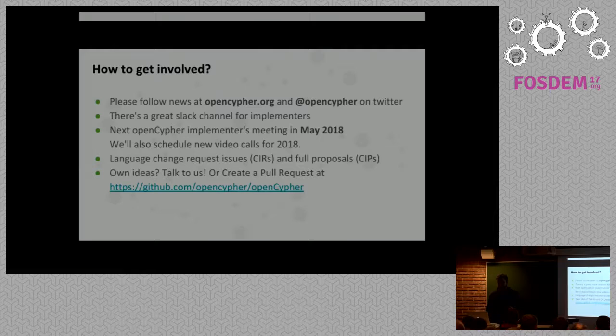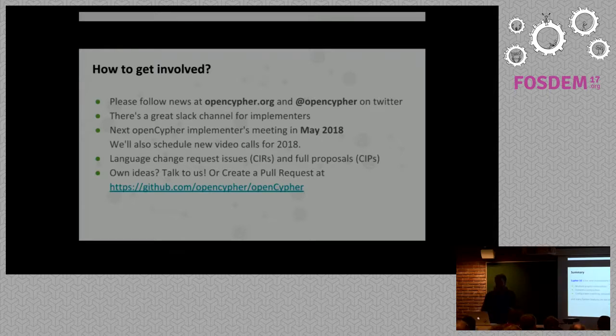There's going to be a face-to-face meeting in Europe, likely in May. We haven't fixed the date yet, and also not the location, but somewhere in Central Europe. And we'll also schedule new video calls, I think, for 2018. And another way to get involved is, of course, to go to GitHub, to look at the discussions, right? To look at the Cypher improvement requests, which are essentially issues, or to look at full proposals, which are called SIPs, right? Or talk to us, or just create a pull request if you have a good idea for OpenCypher.